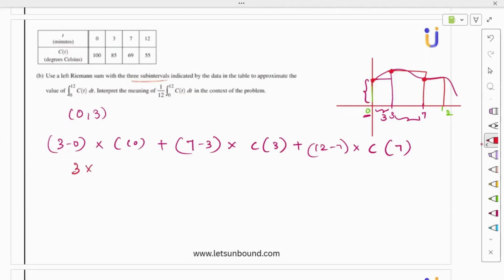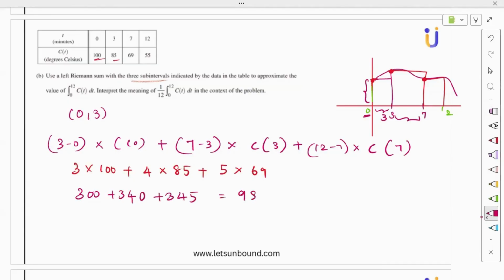So 3 times C of 0, from the table, 100. 7 minus 3 is 4 times C of 3, which is 85. Plus 12 minus 7 is 5 times C of 7, which is 69. And basic arithmetic here: this is 300 plus 340 plus 345, equal to 985. So this is the way we evaluate integral 0 to 12 C of t dt using the table of values. This is an approximation.